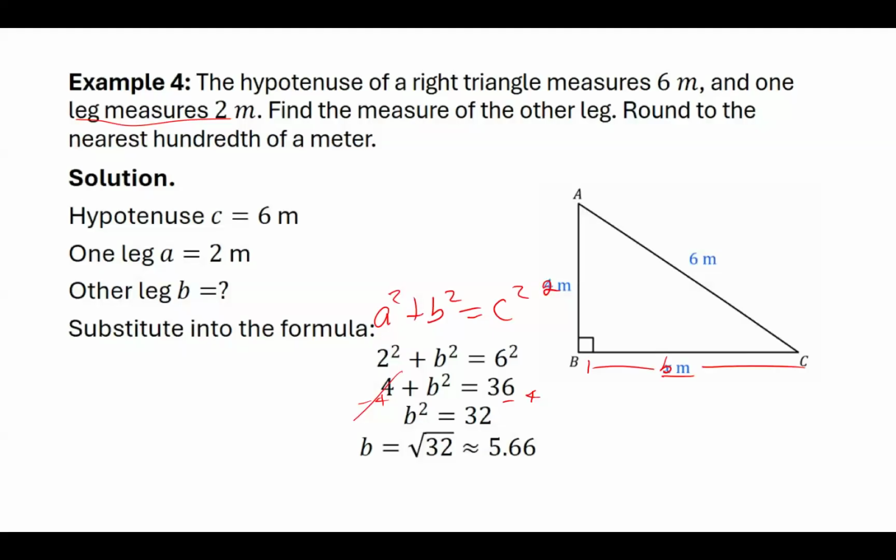And in this question, they do ask us to round the answer to the 100th meter. So I put this in a calculator, and 100th usually means, not usually, always means, round to 2 decimals, and rounded to 2 decimals, the answer is 5.66. Okay, so let's do another one.